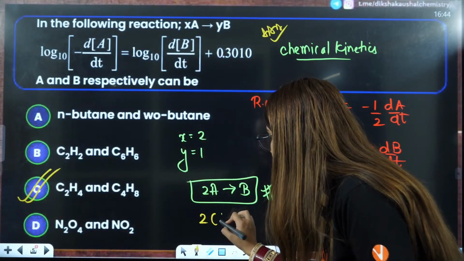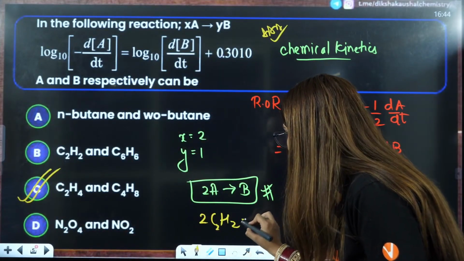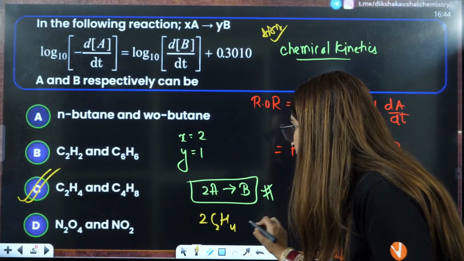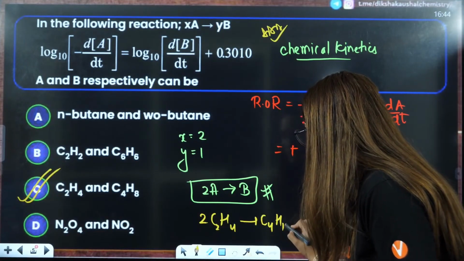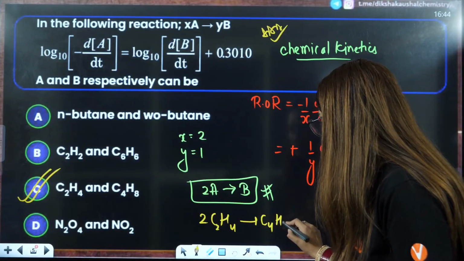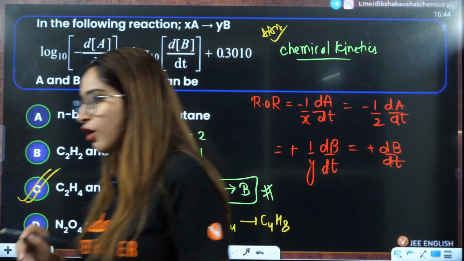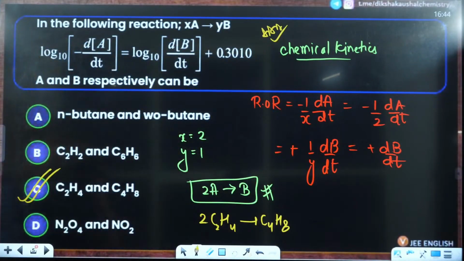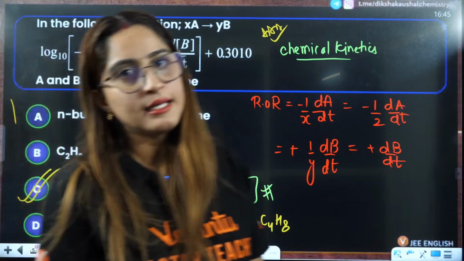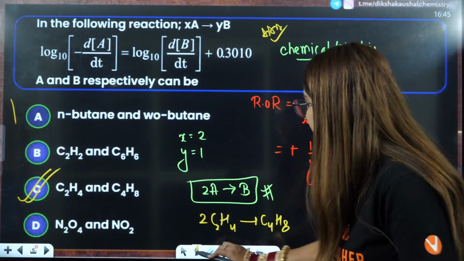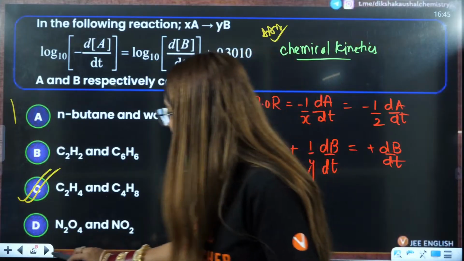That is 2C2H4 gives rise to C4H8. Is that clear to everybody or not? Students, let me know in the chat box if that is clear to all of you. Okay, so that was a very, very interesting question for you.